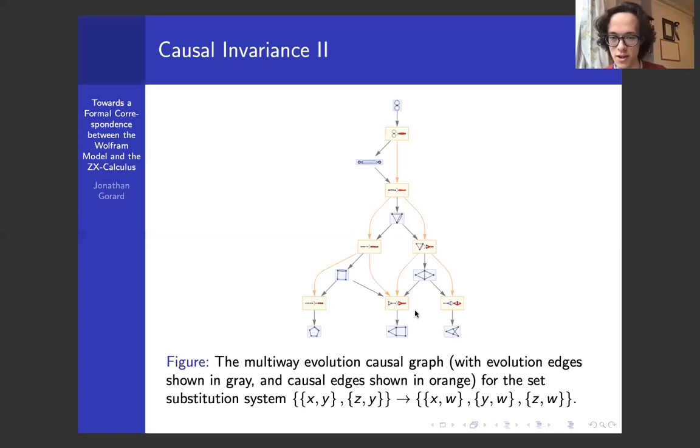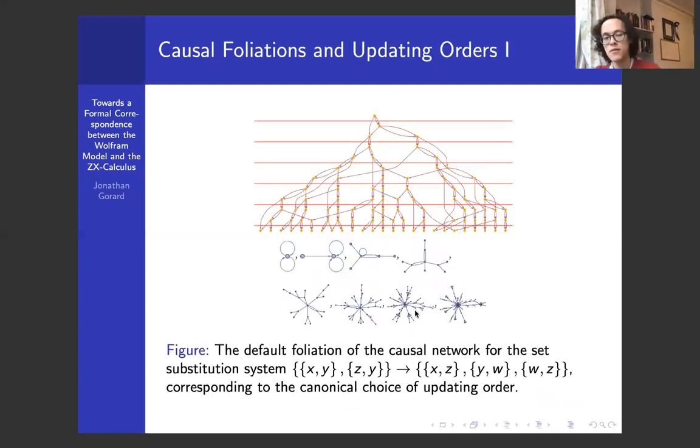It's just a path graph in each case. But the reason this is relevant to Lorentz symmetry and special relativity is that if you think of the causal network as a discrete version of the causal structure on some Lorentzian manifold, some discrete approximation to spacetime, then the collections of events that form antichains, the collections that aren't related by the causal partial order, form the analog of a space-like hypersurface. Updating orders correspond to different choices of foliation of the causal network into space-like hypersurfaces.